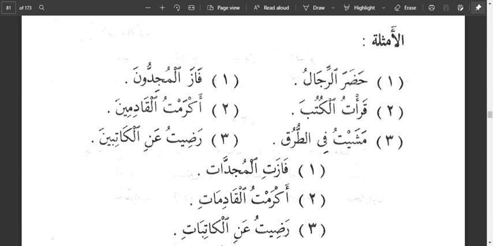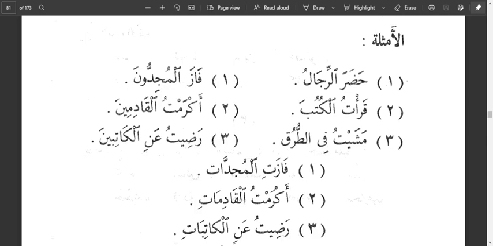So what are we adding? Waw and nun, to make what? Jamu Mudhakkar Salim. So Fazal Mujidun is the plural word. Then Akramtul Qadimin: I honored the guests, I honored the visitors.